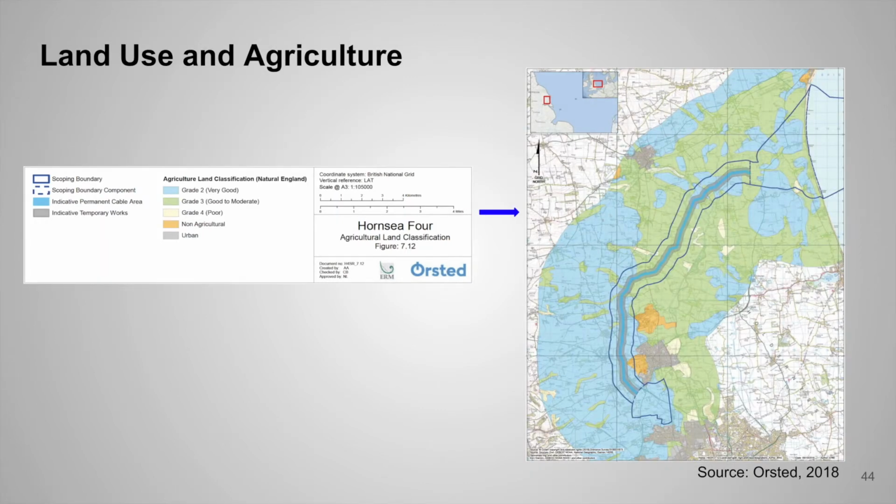Land use and agriculture. One of the key environmental characteristics in the onshore area, as we can see in this picture, is that agricultural land within this area comprises Grade 2 and Grade 3 quality land. These are considered the best and most versatile agricultural lands.